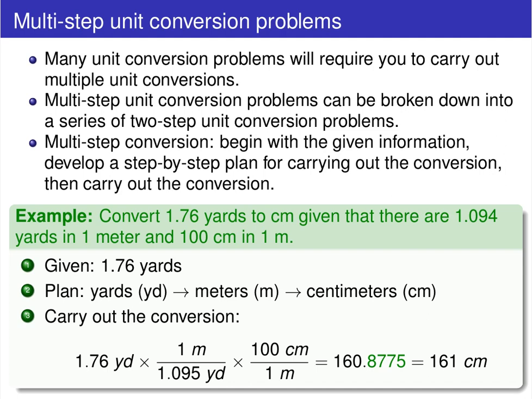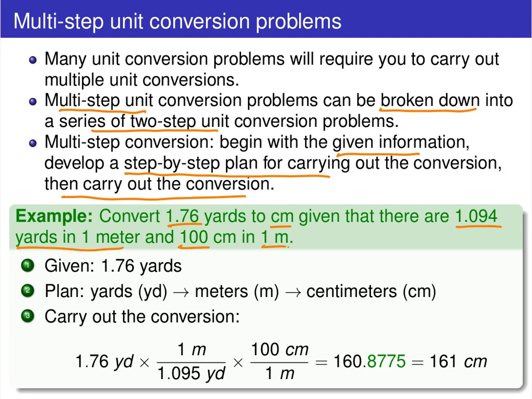And what I want you to remember is that these multi-step conversion problems can be broken down into a series of two-step unit conversions. So the problem-solving strategy here is to begin with the given information. Then we're going to develop a step-by-step plan for carrying out the conversion, and then we're going to actually carry out that unit conversion process. So to see this in action, let's convert 1.76 yards to centimeters, given the two conversion factors. One is the number of yards in a meter, and the number of centimeters in a meter.